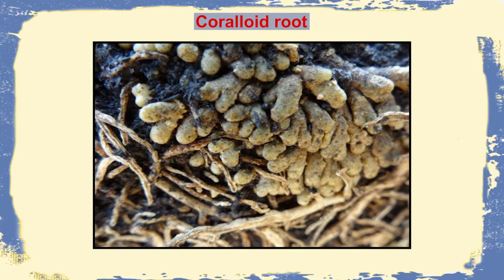The root normally is adventitious. It is not very strong, but this root has got colonization of blue-green algae like Anabaena or Nostoc, and the root gets deformed in the form of coralloid-like structure, and that is why the root is called coralloid root.